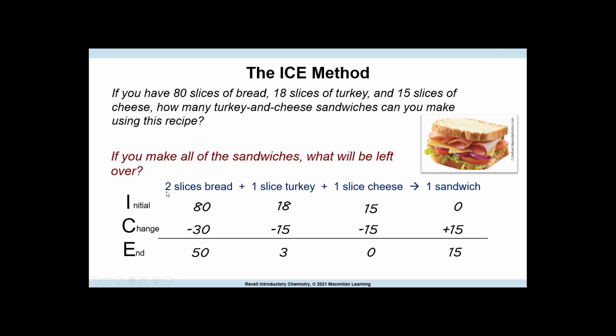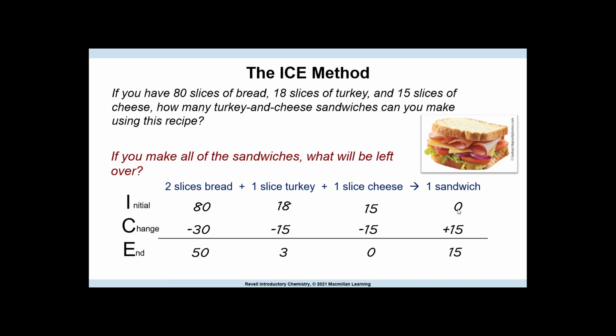So what you do is you write the reaction out, and you write ICE here, or a triangle. A triangle sometimes you can see, and that means change. And in this case, we have 80 slices of bread, 18 slices of turkey, and 15 slices of cheese, but 0 sandwiches because the reaction hasn't occurred yet.